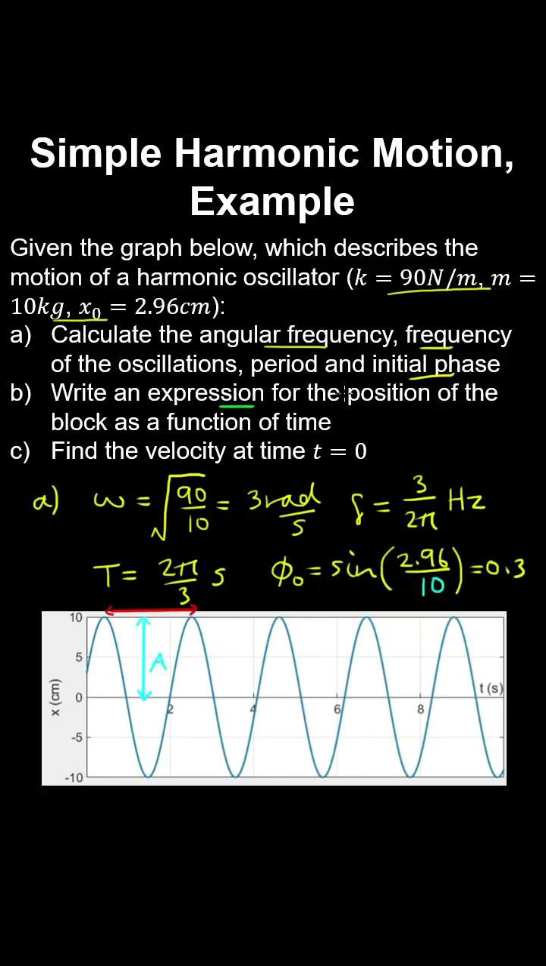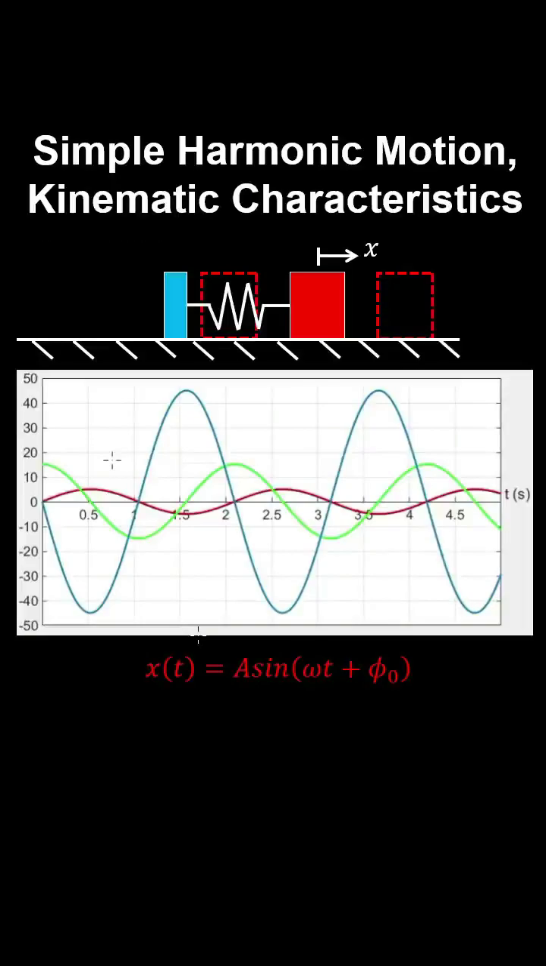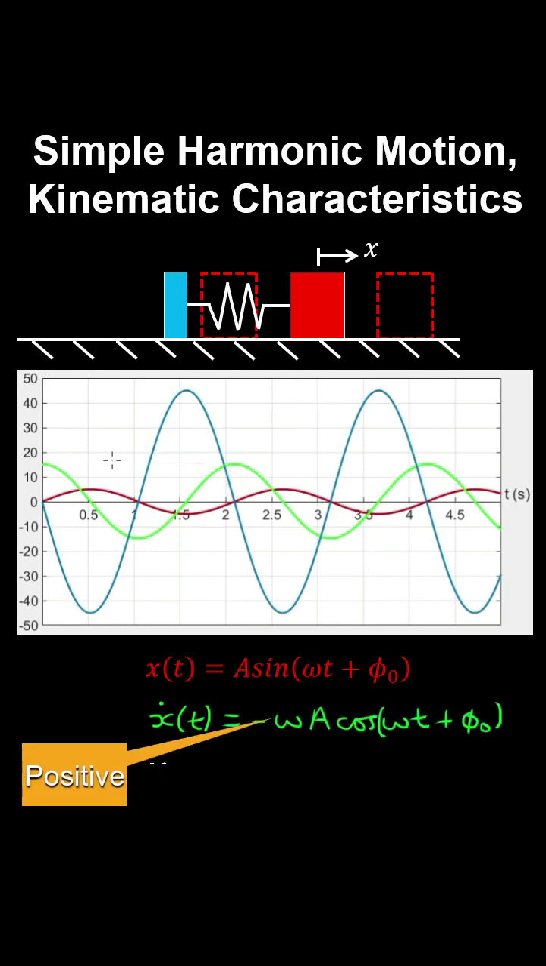So therefore we can write an expression for the position of the block as a function of time, which is the amplitude times sine of the angular frequency multiplied by time plus the initial phase. I'll leave it for you to find the velocity at time 0 by differentiating this equation. We have the position as a function of time of a spring mass system undergoing simple harmonic motion, and if we differentiate this with respect to time, we obtain a velocity. And differentiating again gives the acceleration of the block.